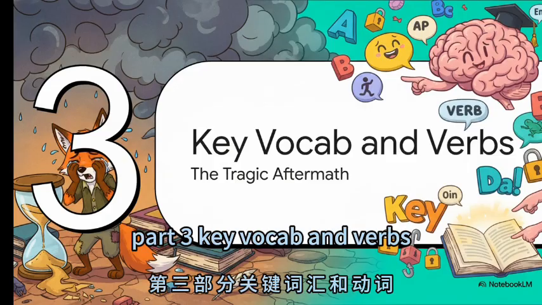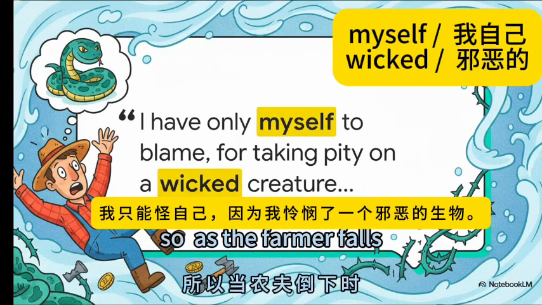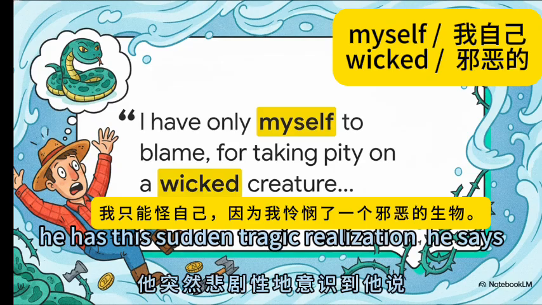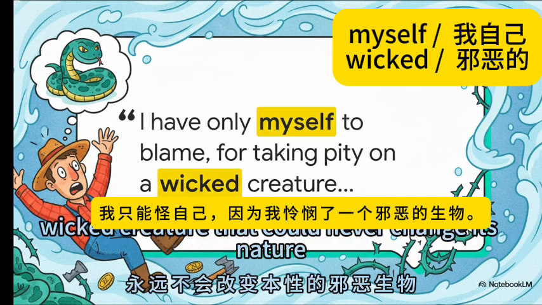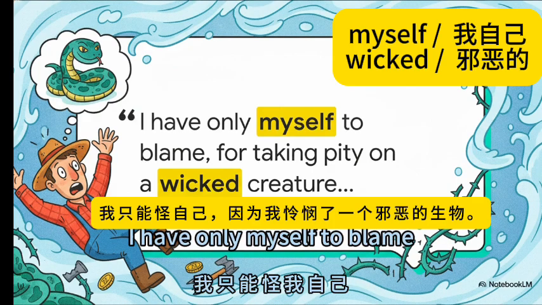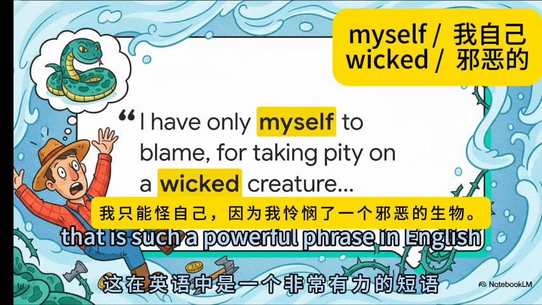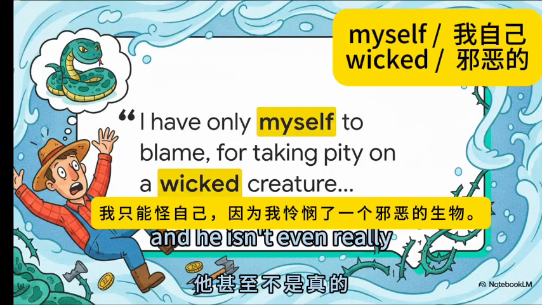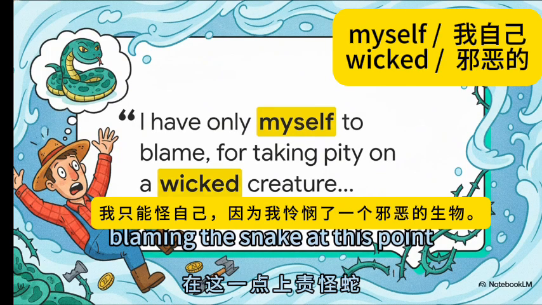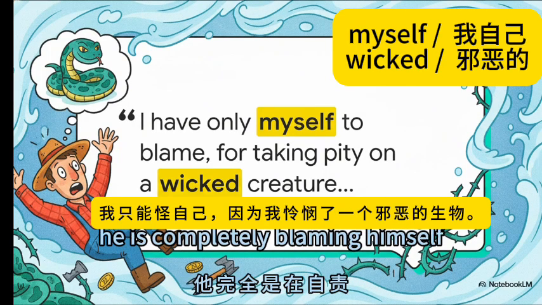Part 3. Key vocab and verbs. So, as the farmer falls, he has this sudden, tragic realization. He says, I have only myself to blame for taking pity on a wicked creature that could never change its nature. I have only myself to blame. That is such a powerful phrase in English. It means fully acknowledging your own mistake. He's not blaming the cold weather, and he isn't even really blaming the snake at this point. He is completely blaming himself.